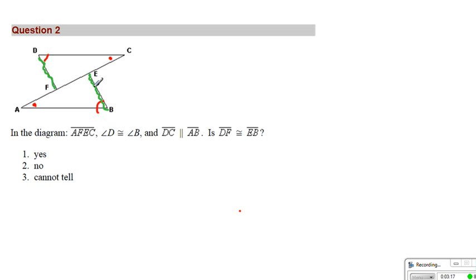Now, in order for us to see whether these two are congruent or not, we need to show whether these two triangles are congruent or not. So far, we realize that two angles are congruent. The third thing we have to know is something about a side. Now, do you know anything about AF or CE? In fact, here, no. So we don't know anything about the line segment. Therefore, we don't know if these two triangles are similar or congruent. Therefore, we cannot tell if these two given line segments, DF and EB, are congruent or not. Choice number 3.